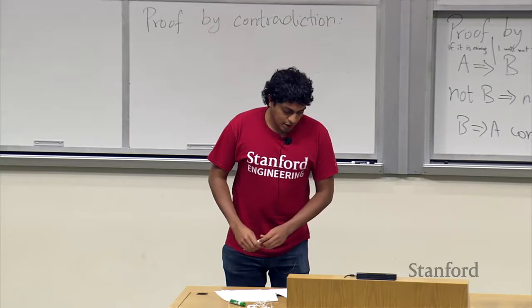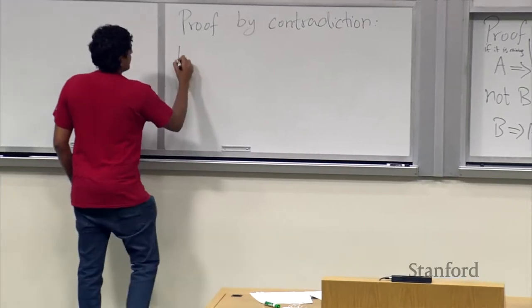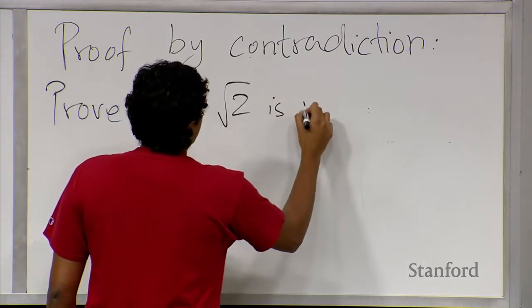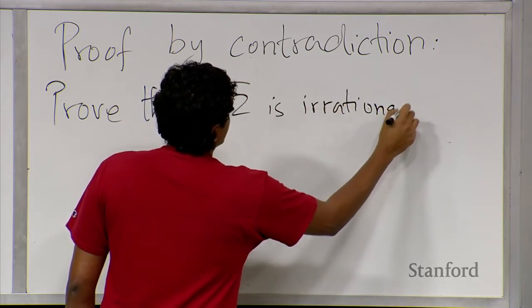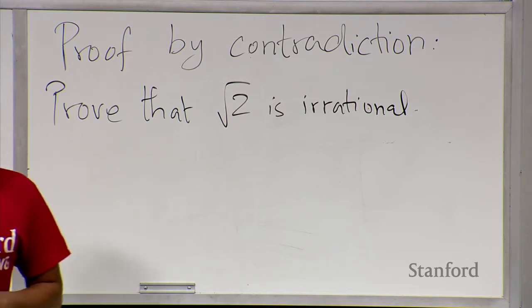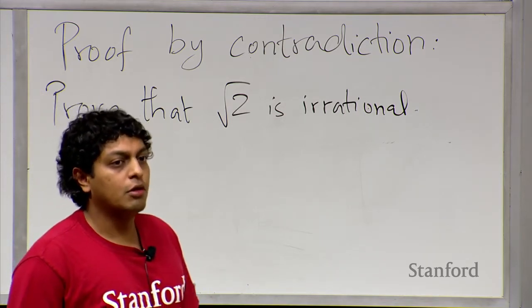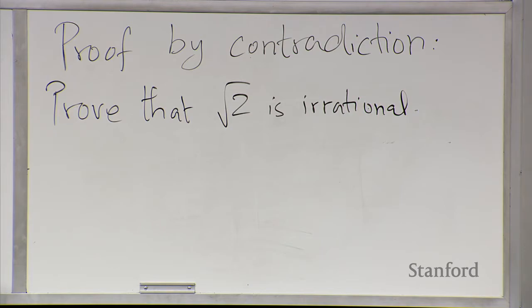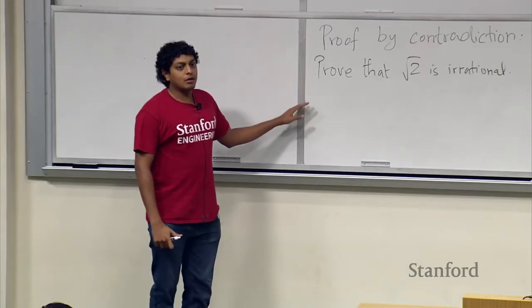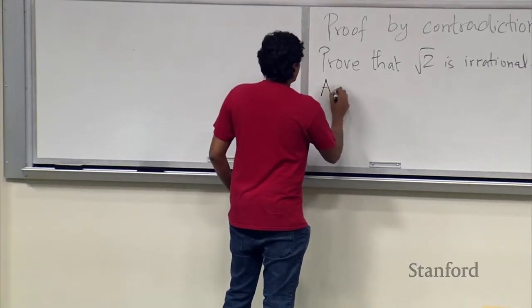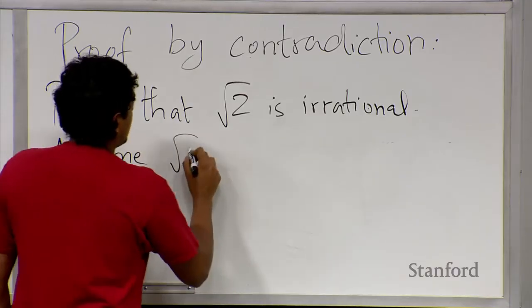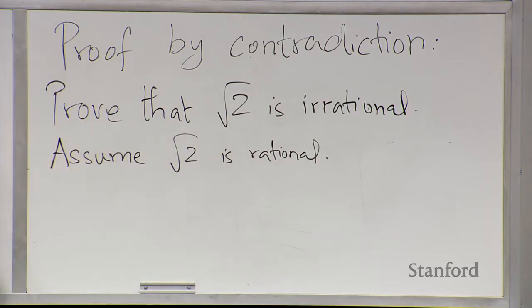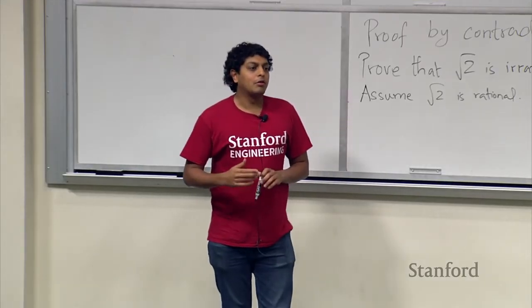So again, let's go through an example. What we are going to try to prove is that the square root of 2 is irrational. Okay. So what do we do as a first step? What did we say? We would assume that this is not true. So what does that mean? Yeah, so we assume square root of 2 is rational. Okay. What does that mean? What is the meaning of square root of 2 is rational?